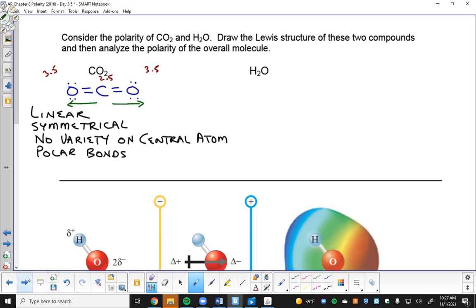But polarity of the bonds does not tell you the polarity of the molecule. So I look at this and I say, if you're pulling equally to the left as you are to the right, the dipoles of the polar bonds cancel out. They cancel each other. And overall, this turns into a non-polar molecule.